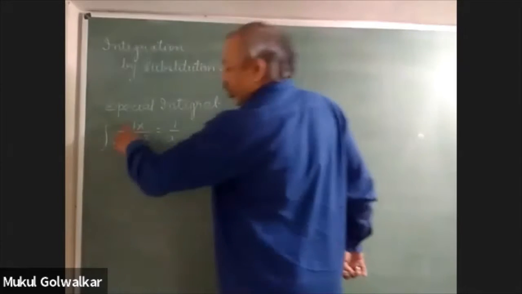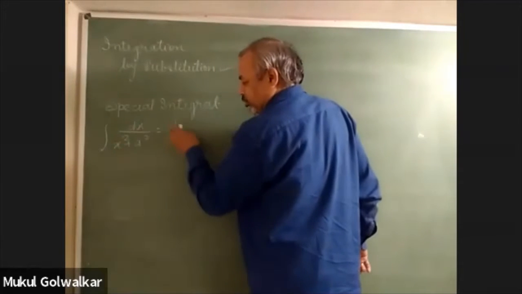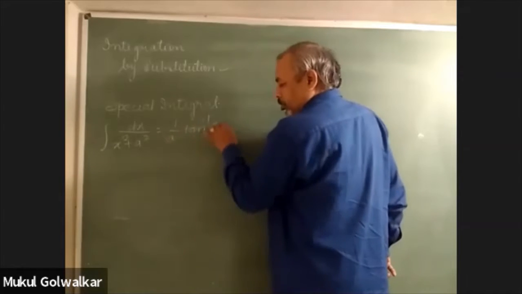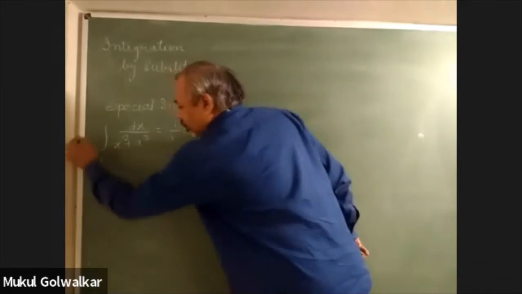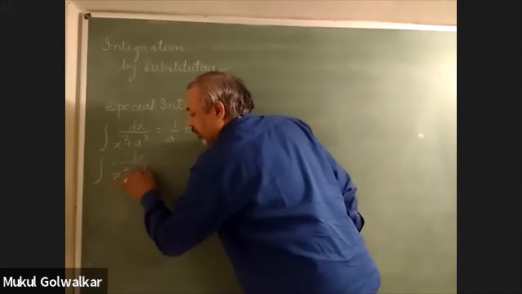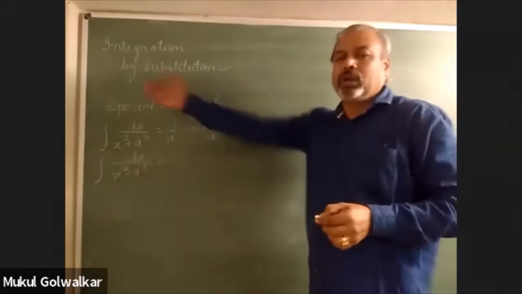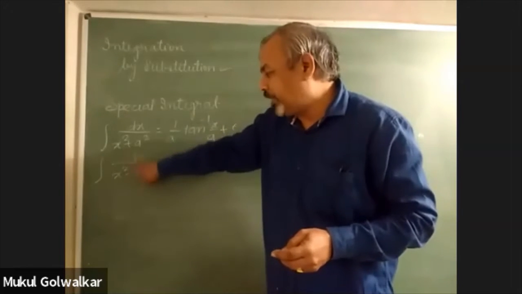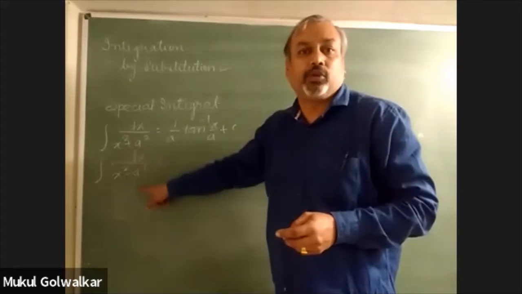So integration of dx upon x square plus a square is equal to 1 by a into tan inverse x upon a plus constant. Why we should be so particular about the formula? The reason you will come to know right now, children. When I write all formulae for you, you will see that there is a small difference of positive and negative sign in between the first two formulae.